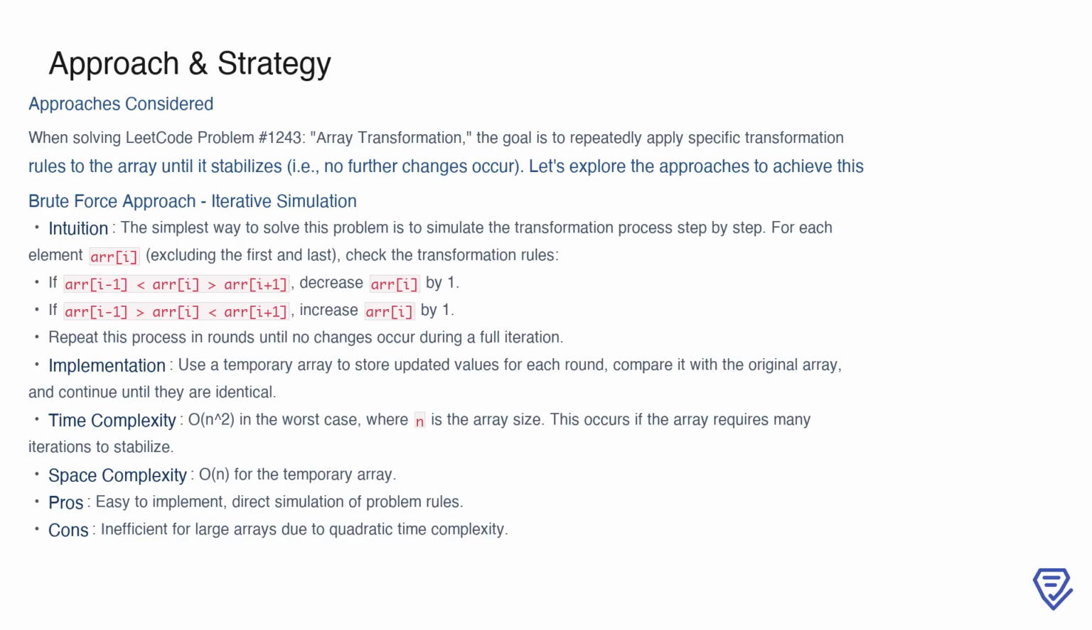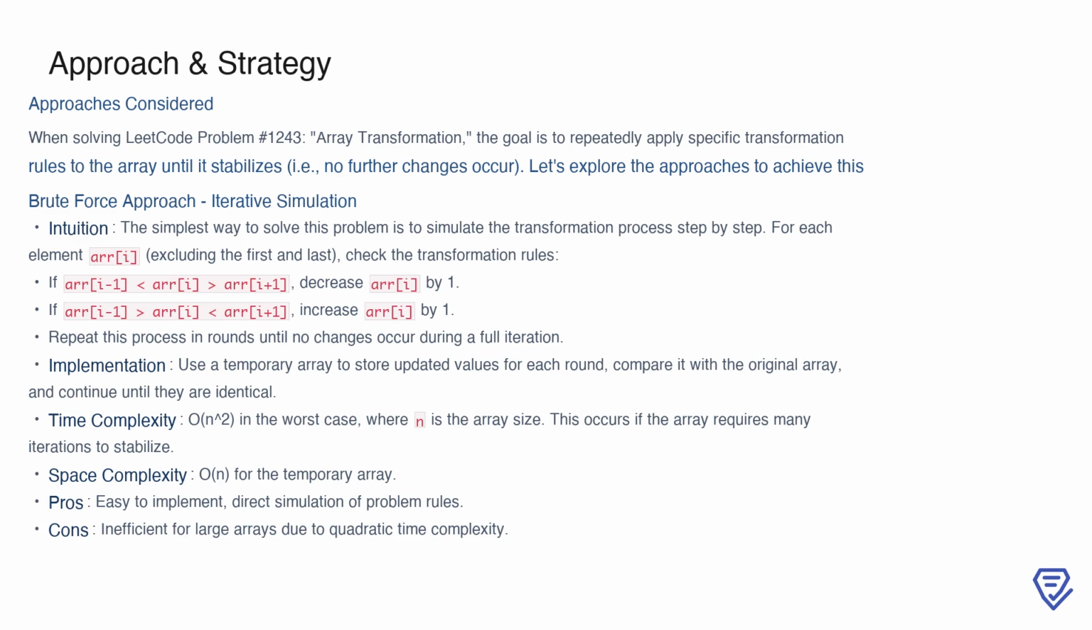If an element is greater than both its neighbors, we decrement it. If it is smaller than both its neighbors, we increment it. This process is repeated round by round until a full iteration passes without any changes. To implement this, we can use a temporary array to store the updated values for each round, comparing it with the original array to check if stabilization has been achieved.